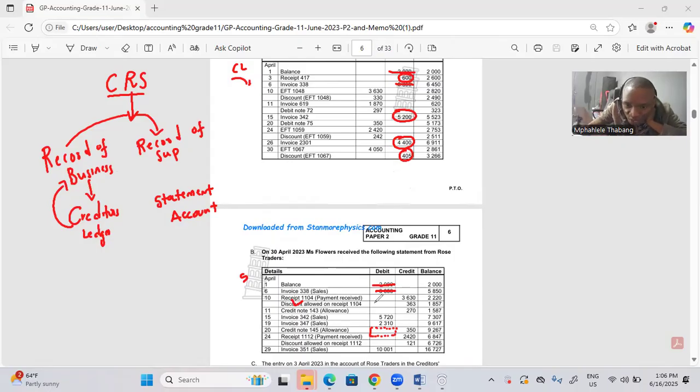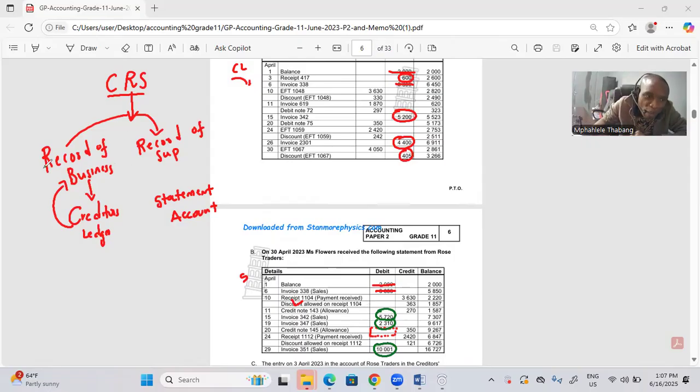Okay, and if you check now 5,720, it is also not there in the credit side of creditors ledger. 2,310 is not there. We circle. 10,001 is not there. Okay, so you are comparing the credit side of creditors ledger with the debit side of the statement. So you cancel out the amount which appear in creditors ledger and also in the statement.